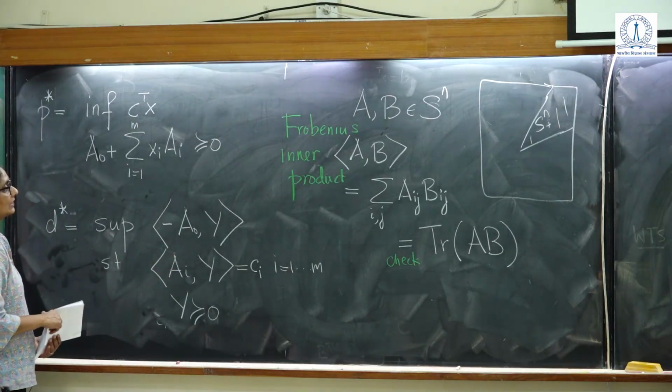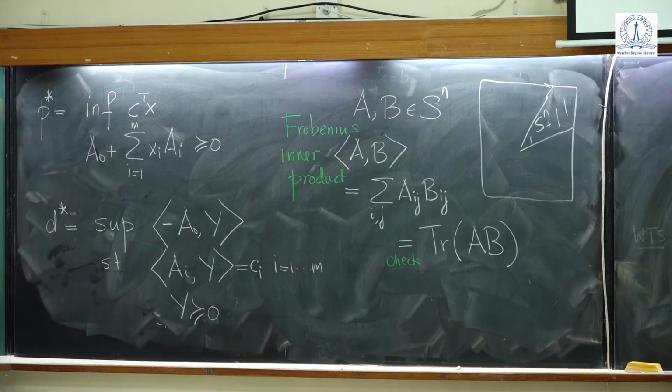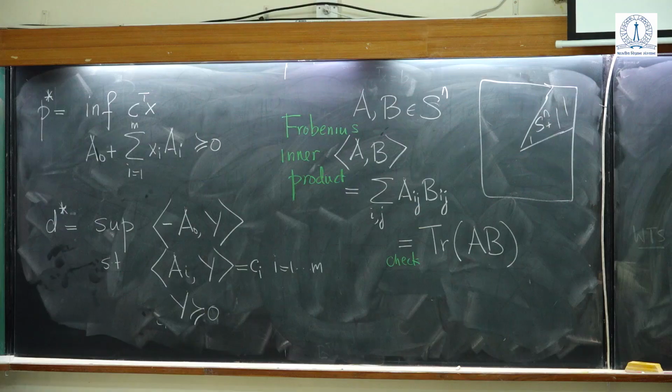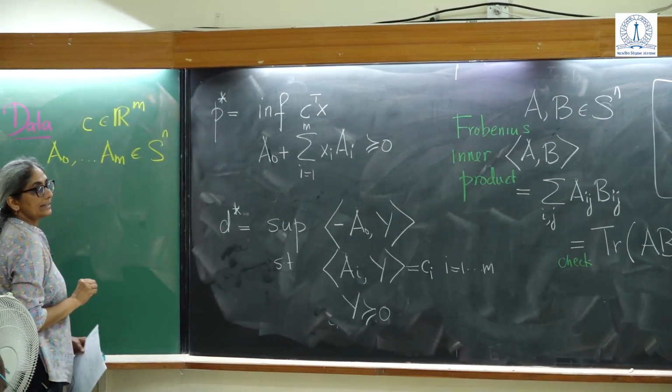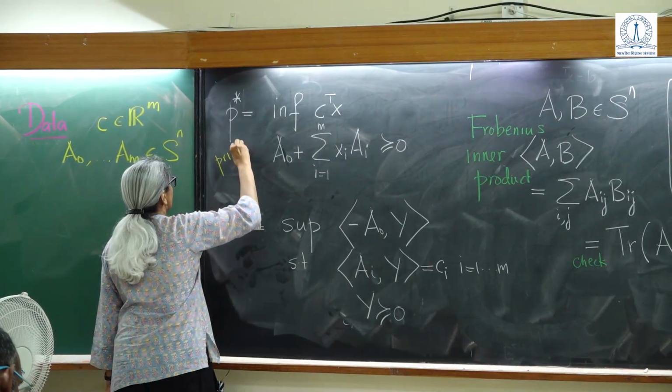All right, let's go back to this and look at what's happening. I'm starting with some data. For the primal problem, I have the vector c, so c is part of the data. And then A0 up to Am is part of the data. These are in S^n, and c is in R^m. That's the data of the primal problem. This is called the primal, and this is called the dual.